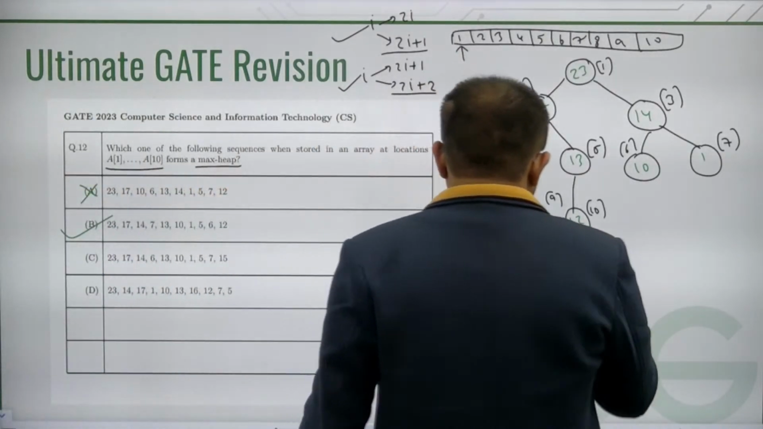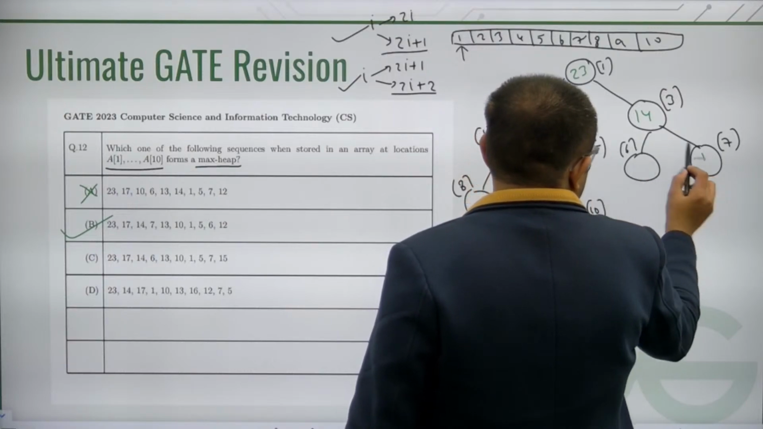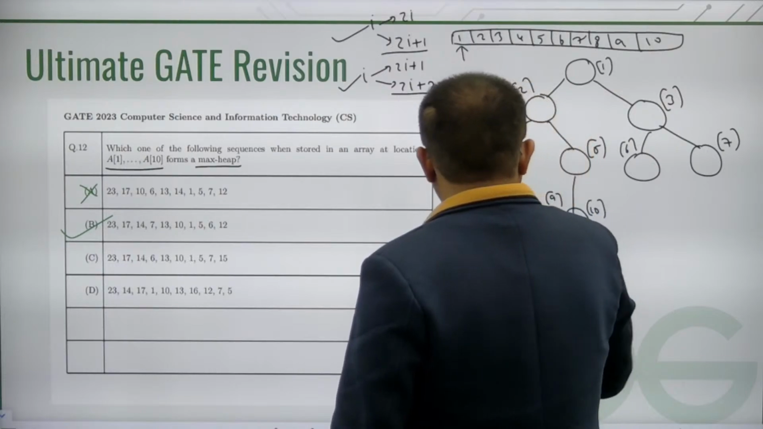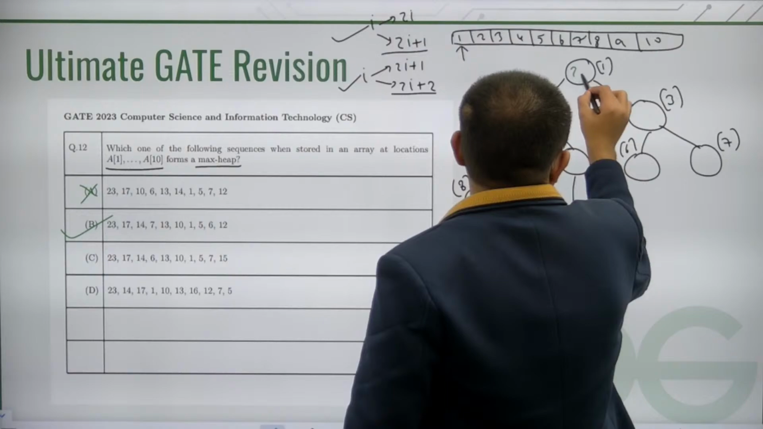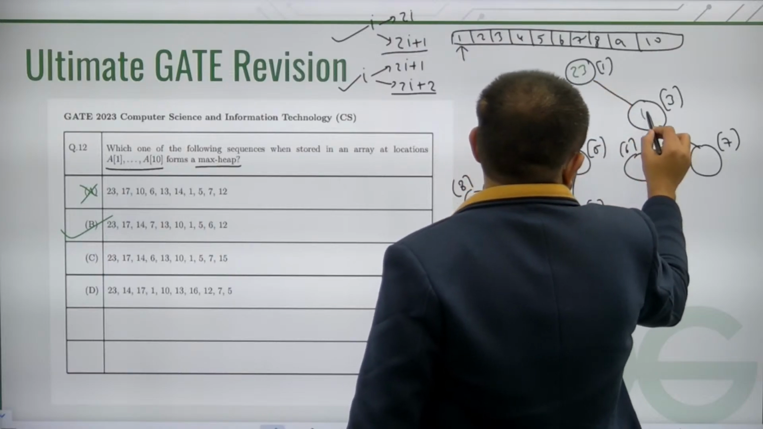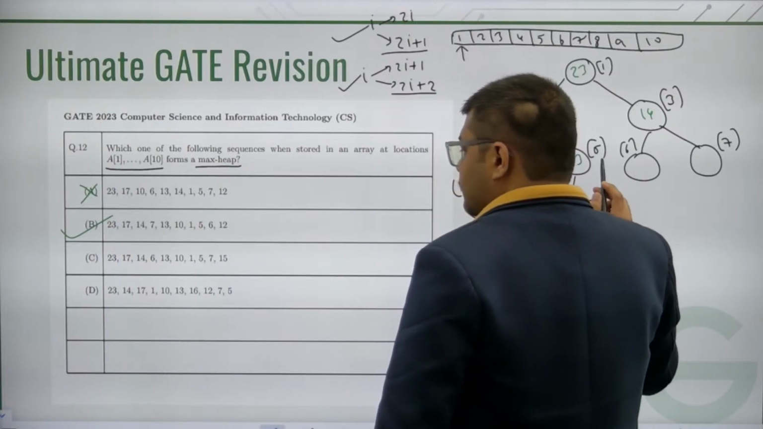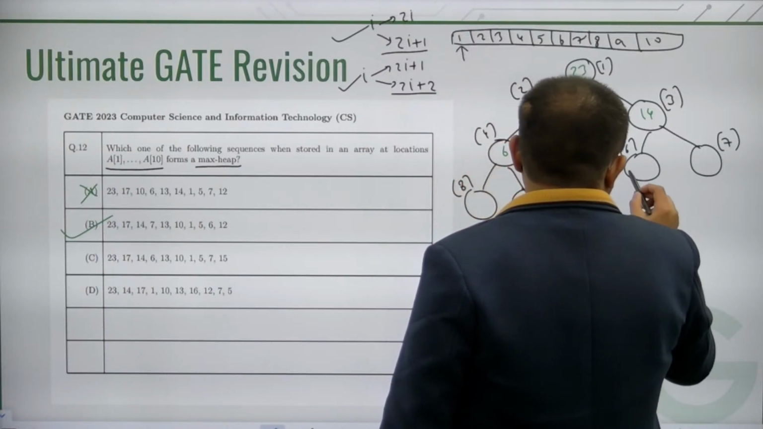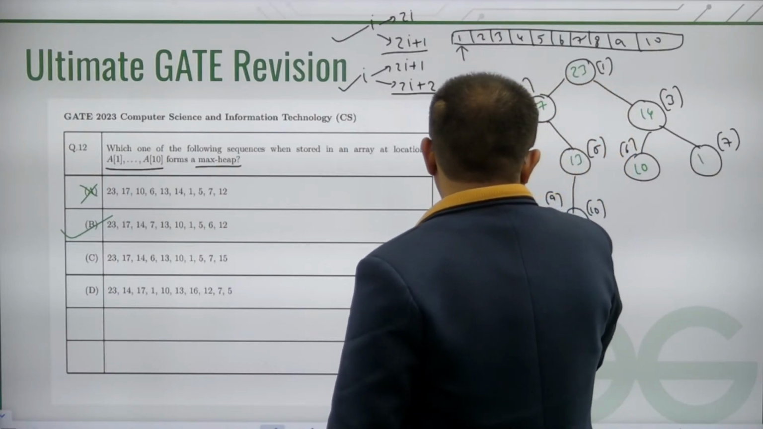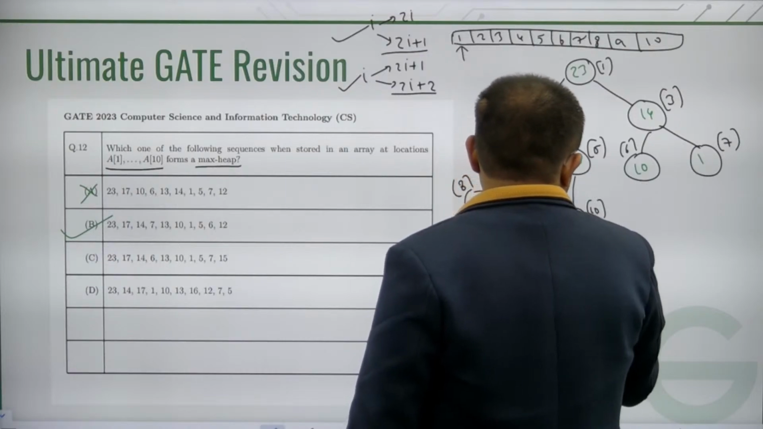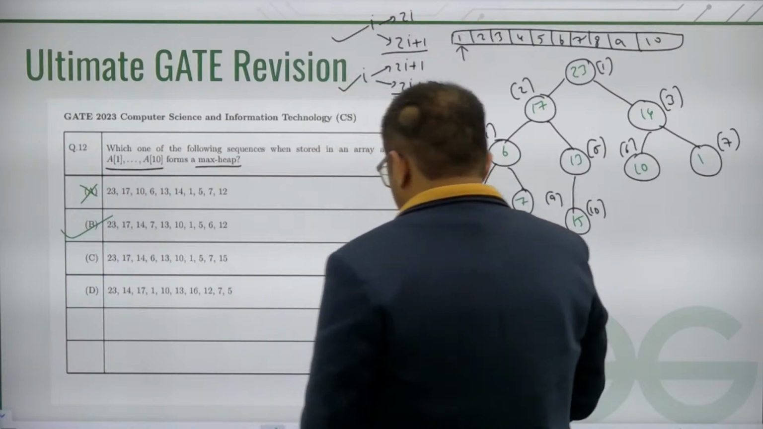If we just quickly check them, let's check option C: 23, 17, 14, 6, 13, 10, 1, 5, 7, and 15. Now you see 15 is greater than 13. It cannot be 13's child. So this is not forming a max heap.